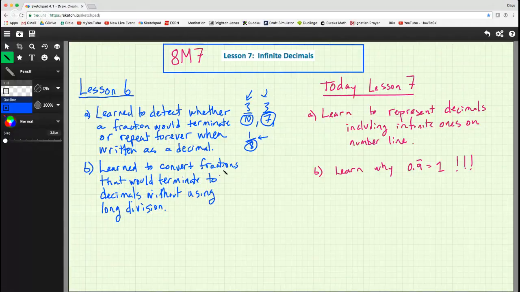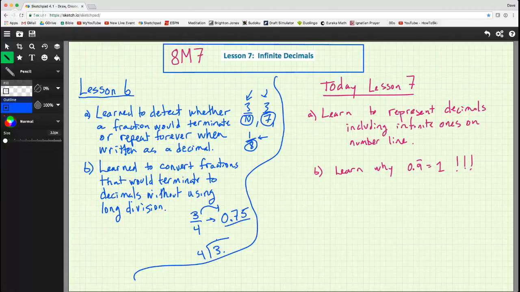The second thing that we learned about is how to convert fractions that would terminate into decimals without using long division. So for example, I know that this fraction will terminate due to rules that we learned in lesson 6, and I learned how to convert that into a decimal representation without doing any long division. The typical method is to do this, but the method that I showed yesterday in lesson 6 was how to do this transformation using a different technique. Hopefully you remember how to do that, or I expect that you remember how to do that.